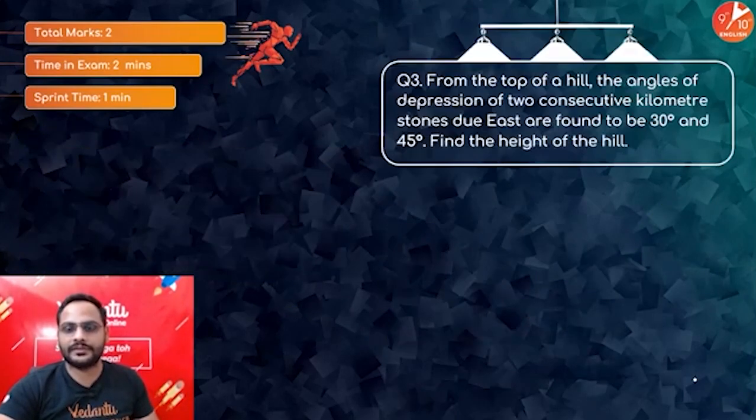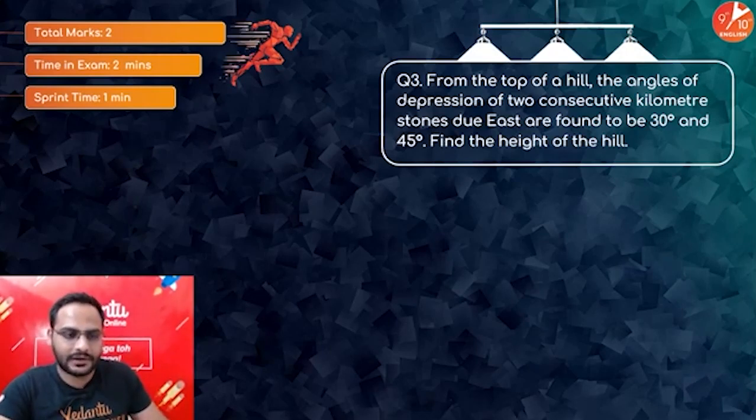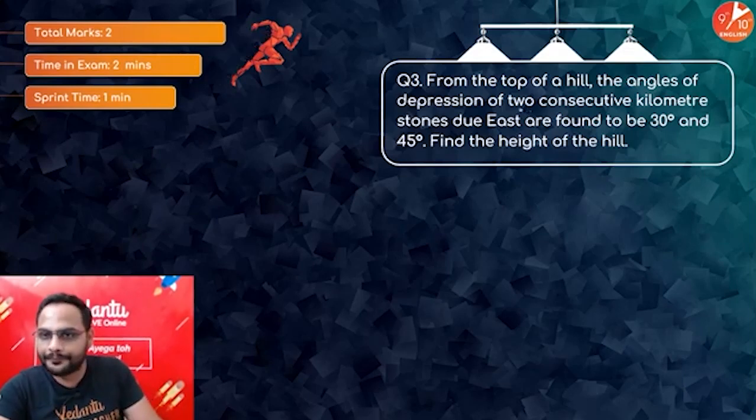Alright, next question. From the top of a hill, the angles of depression of two consecutive kilometer stones. Guys, one important thing you need to notice over here is that the two consecutive kilometer stones they are talking about.